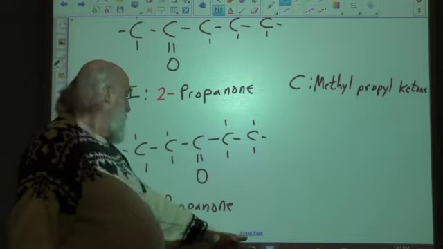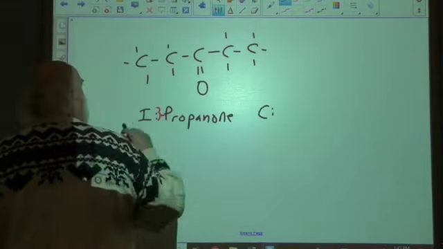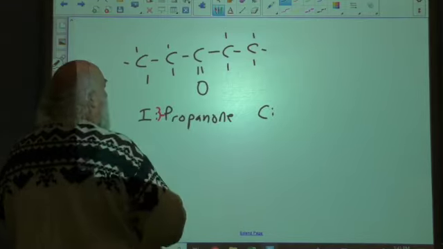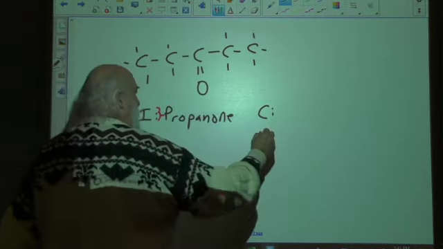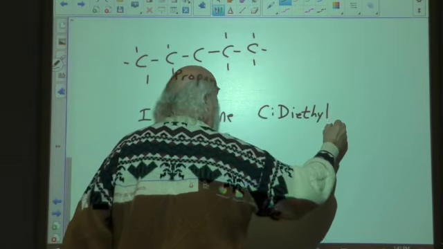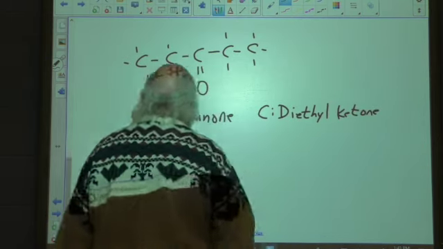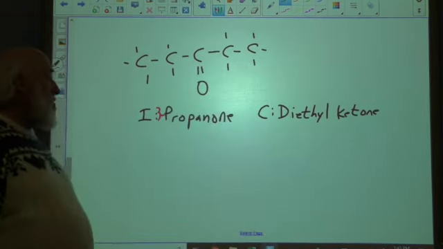Okay. Common name for this? Well, there's your functional group right there. It divides into two ethyl groups. So this is diethyl ketone. Pretty nice. 3-propanone is pretty nice too.